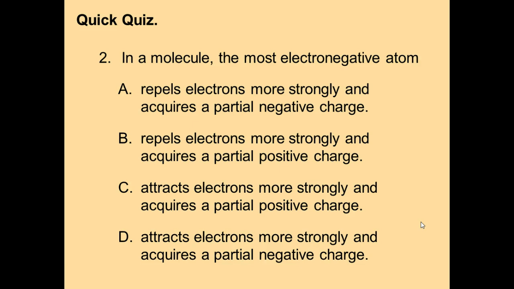And then here's question 2. In a molecule, the most electronegative atom: A. Repels electrons more strongly and acquires a partial negative charge. B. Repels electrons more strongly and acquires a partial positive charge.